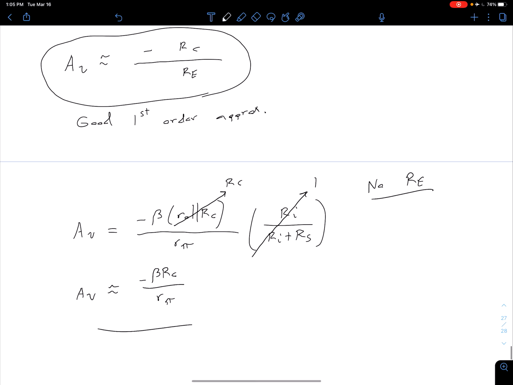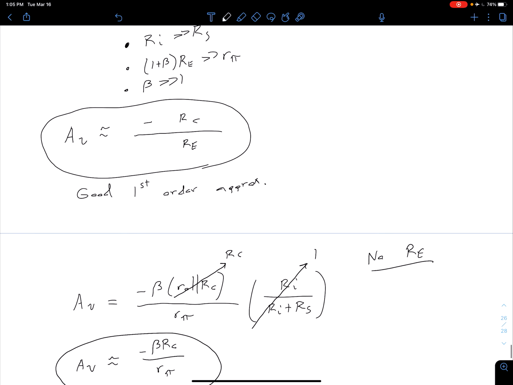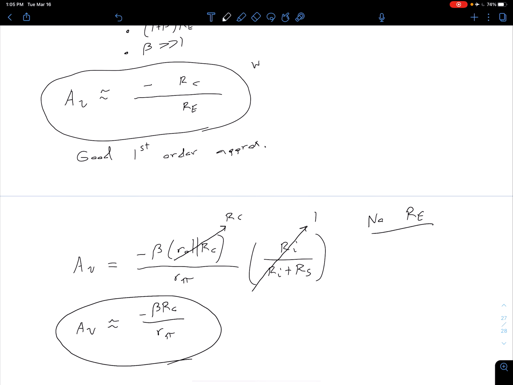So if we compare these two expressions, and just for clarity, this one is with our RE, what we see is that this expression up here, as our goal set out to do, has less dependence on beta. So less dependence on beta. That is a good thing.